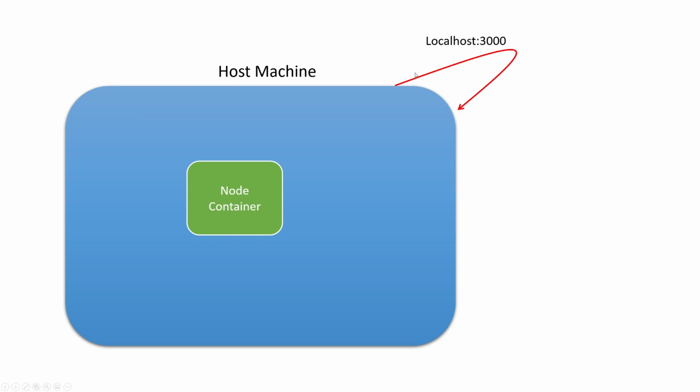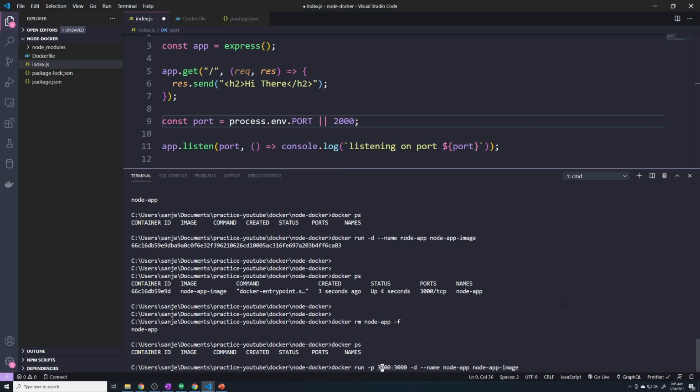So if we send traffic to localhost port 3000, it's going to take that traffic and forward it to port 3000. And once again, like I said before, we don't have to do 3000 to 3000. We could change this to 4000, and then we would send traffic to localhost 4000, and it would forward it to port 3000 on our node container, because once again, our node container is listening on port 3000, because that's what our Express server is listening on. All right, so hopefully that made sense.